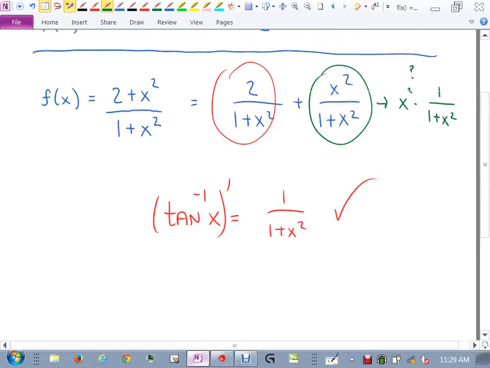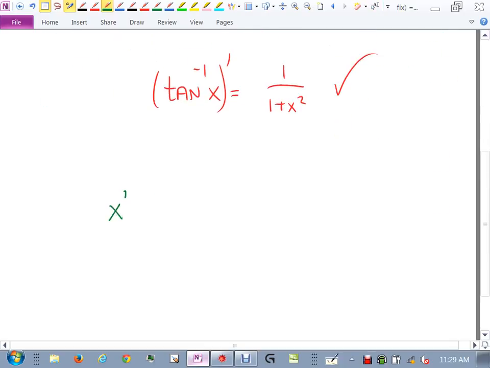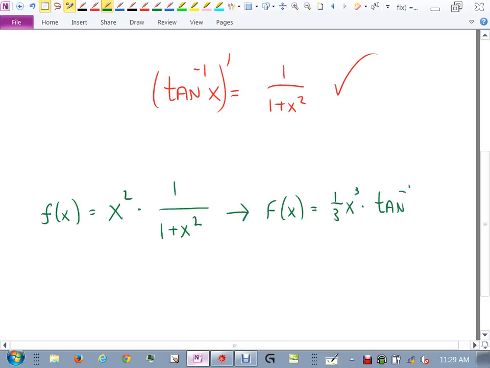Don't write this down, but let's just see if that logic works, all right? This is a question I'm asking myself. If I take x squared times 1 over 1 plus x squared, and we call this our little f, then is capital F equal to 1/3 x cubed times arctangent of x? Question to us. What do you think?